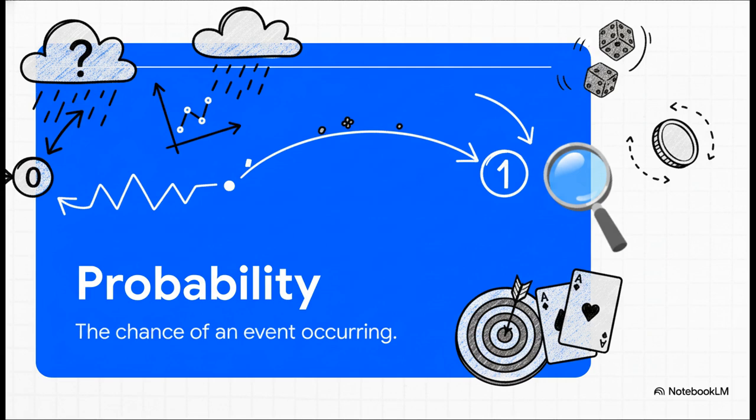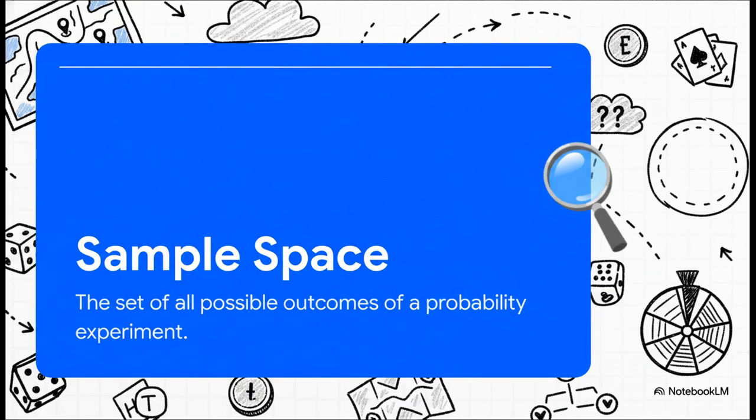Think of it like a scale. If the probability is 0, there's no way. It's impossible. If it's 1, it's an absolute sure thing. Now, to figure out any probability, you first have to know everything that could possibly happen. That complete list of every single potential outcome. That's what we call the sample space.